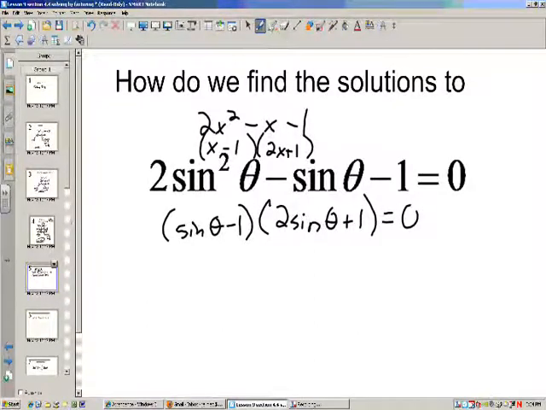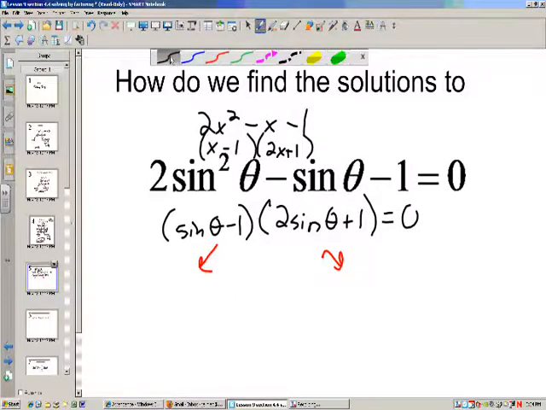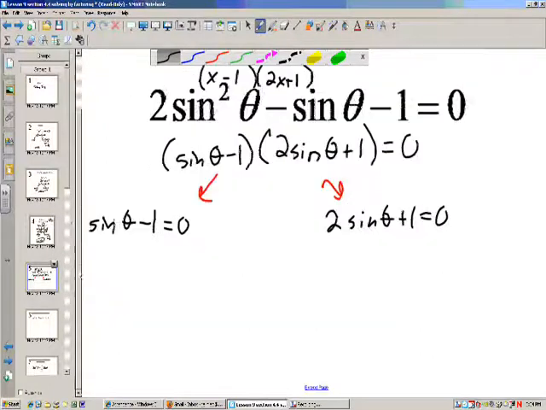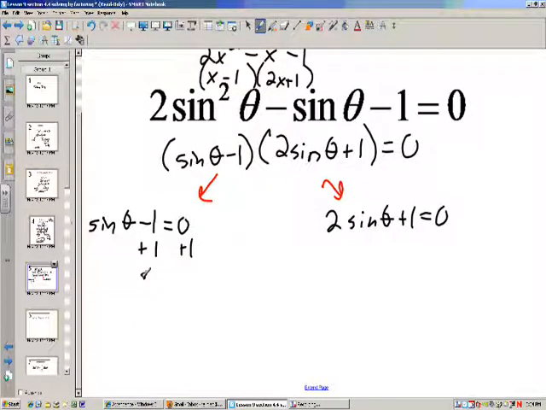So now what we do is we want to separate this into two groups. One of them, we say sine of theta minus 1 equals 0. And over here we say 2 sine of theta plus 1 equals 0. We want to solve each of these independently. So here I add 1 to both sides, so I have sine of theta equals 1.